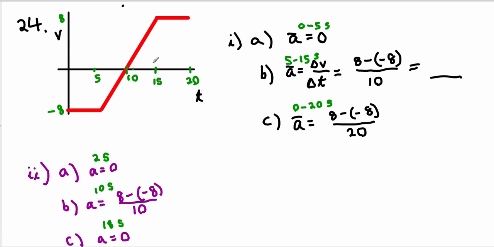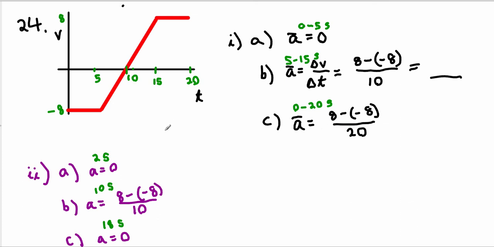And from 0 to 20 seconds, my delta v is 8 minus a negative 8, but now I have a total of 20 seconds. So instead of dividing by 10, I'm dividing by 20.